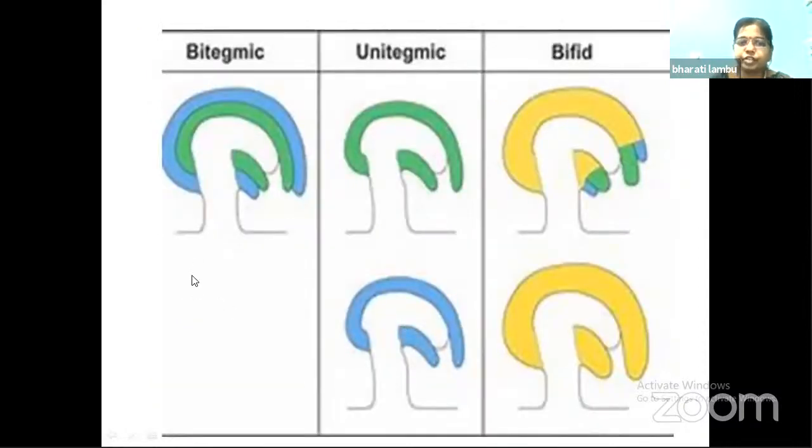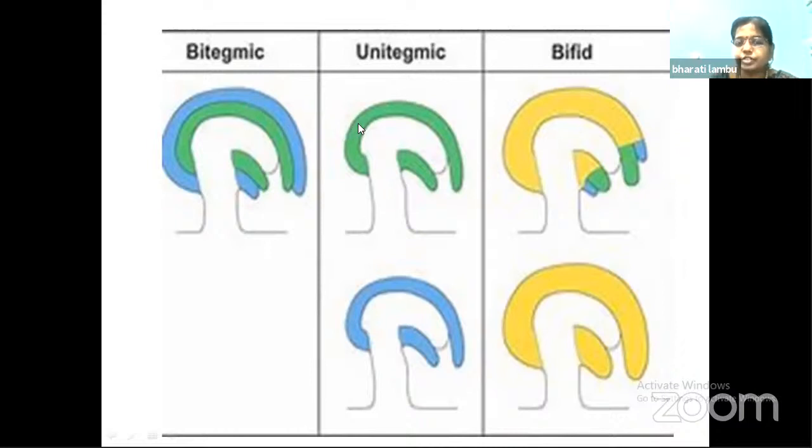So in this picture you can see a bitegmic ovule. That means it has two integuments. The outer one, the blue color, is the outer integument. The green color is the inner integument. This is the ovule mass of tissue, that is nucellus. So it is having two integuments. Example for this is monocot or the polypetalae members.